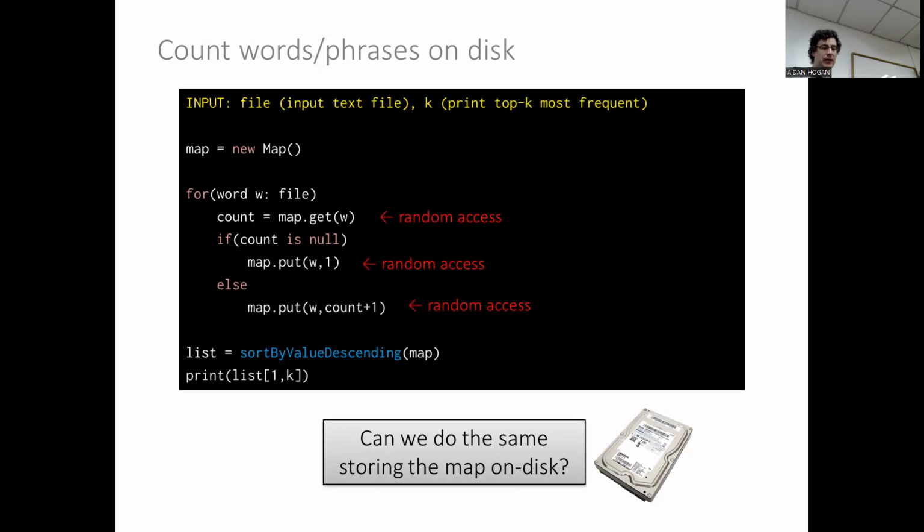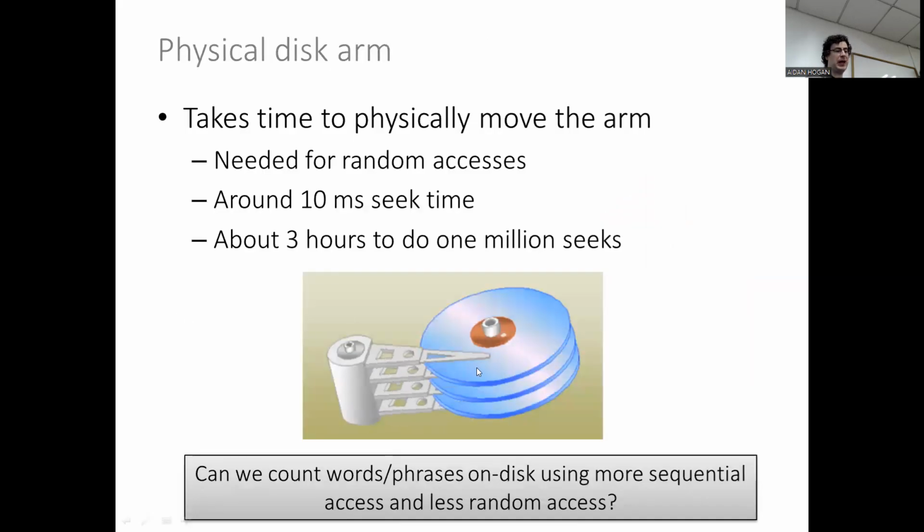Why does it take so long? Because we have a mechanical arm that has to move to the right place. So it takes time for this mechanical process to happen. It takes about 10 milliseconds for the disk arm to move if you have a traditional disk. If you have a solid state disk, things are not going to be so bad, but it's still going to be orders of magnitude slower than what you did in main memory, right?